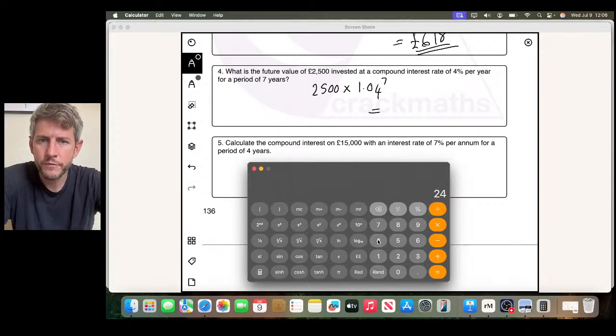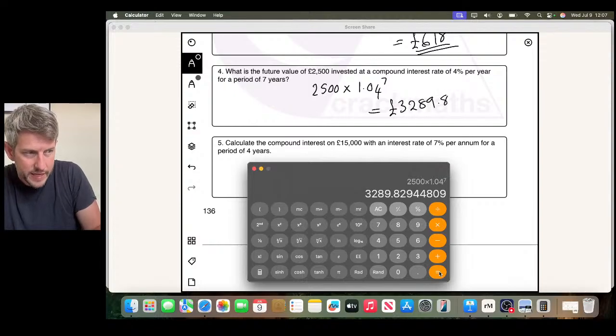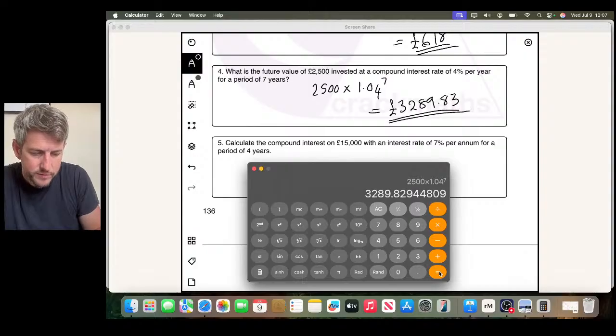So 2500 times 1.04 to the power of 7. Okay, there we go. And that is going to be £3,289.83. Wonderful.